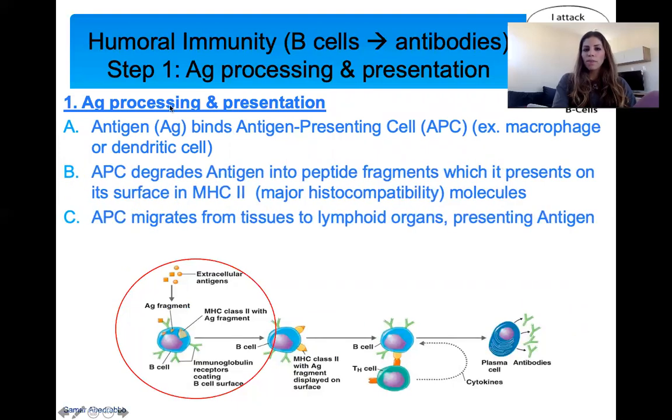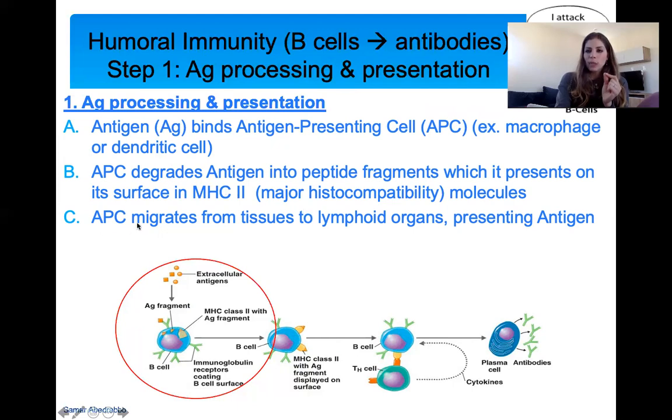So an antigen binds an antigen presenting cell, and an antigen presenting cell could be like a macrophage or a dendritic cell. It's a phagocytic cell. The antigen presenting cell that has taken up the pathogen will degrade the antigen into small fragments and will put it on its surface on a receptor called MHC2.